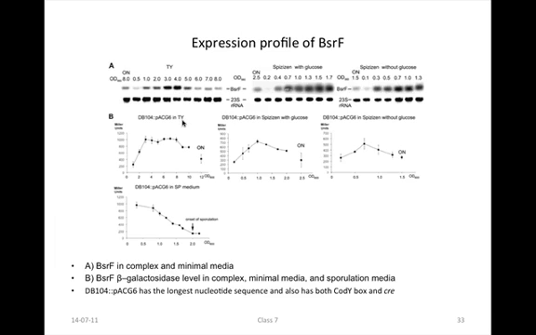Okay, they are looking at the expression in complex media and in minimal media, also in sporulation media. So when you grow it in sporulation media, when it reaches the highest OD, it's actually the lowest expression for this small non-coding RNA.